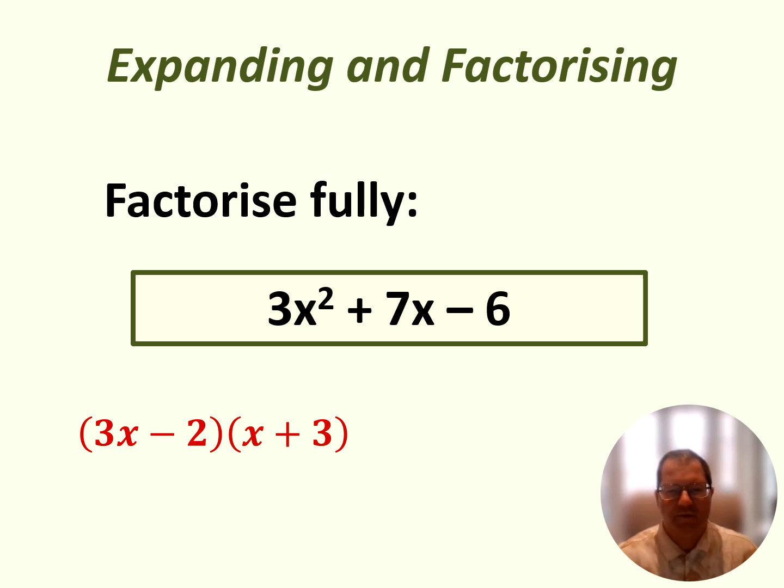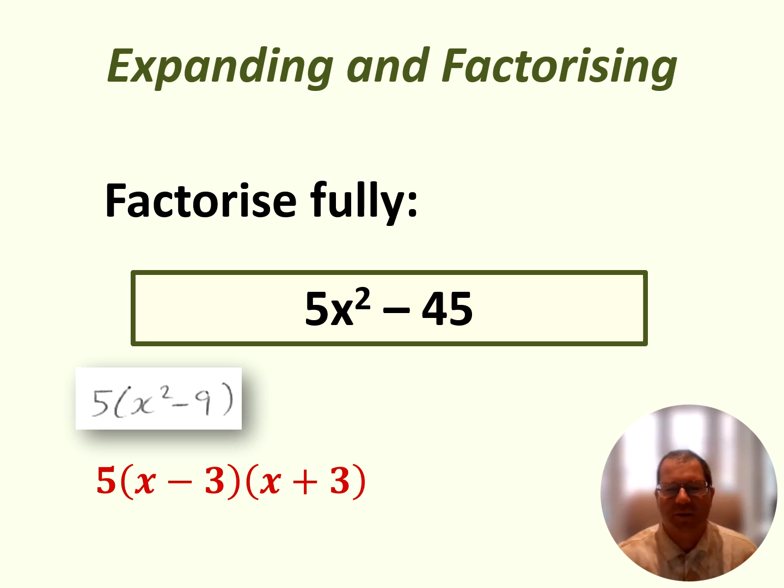In this case, 3x squared plus 7x minus 6 factorizes to give you 3x minus 2 and x plus 3. Which you can check by expanding the brackets again. There are many ways of solving or factorizing quadratic expressions, which I won't go through right now. But in your next lesson, I will be showing you an unusual approach to factorizing quadratics.